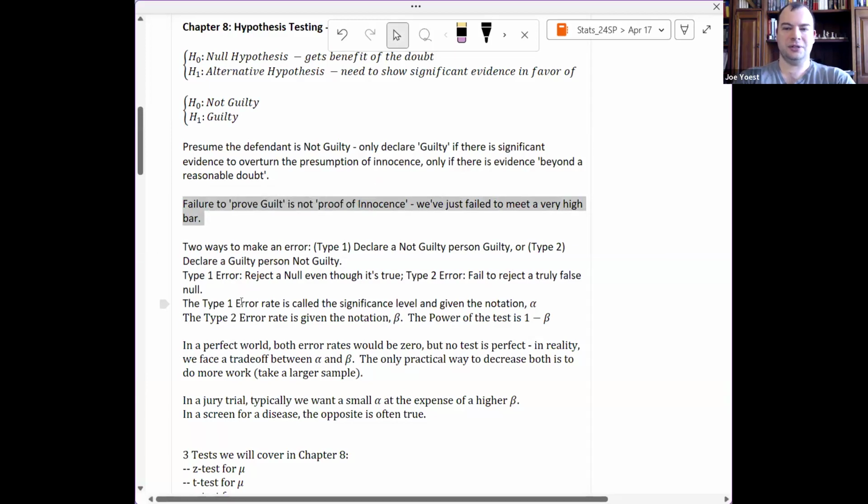Failing to prove guilt is not proof of innocence. So if I fail to reject the null, that doesn't say that we think the null is true. We might still feel like it's more likely than not that the person's guilty, but just not enough to overcome that very high bar.